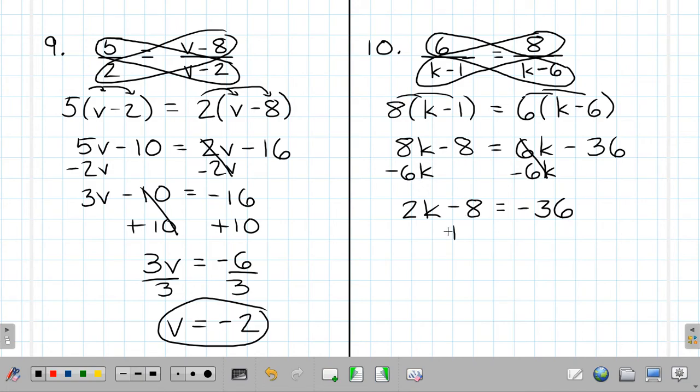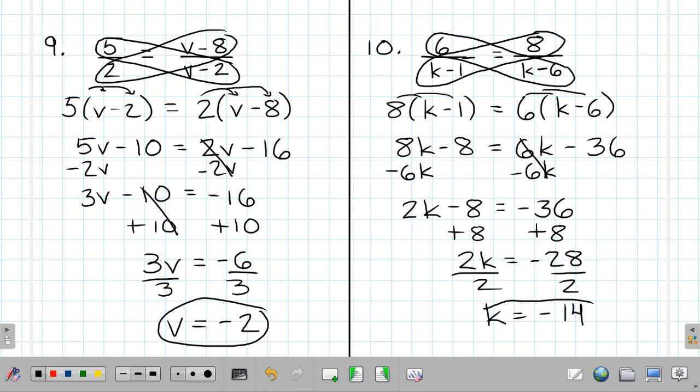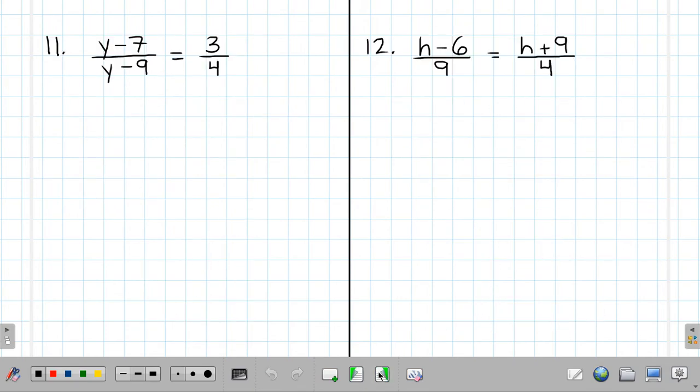And then once again, two-step equation here, add 8. 2k is equal to negative 36 plus 8. Once again, bigger negative number, okay? So negative 36 plus 8 gives me actually negative 28. Divide by 2, divide by 2. So k is equal to negative over positive, negative. 28 divided by 2, 14. So negative 14. We're in the home stretch here, so we've got just 6 more to do. And then, like I said, I'll turn you loose on the homework.